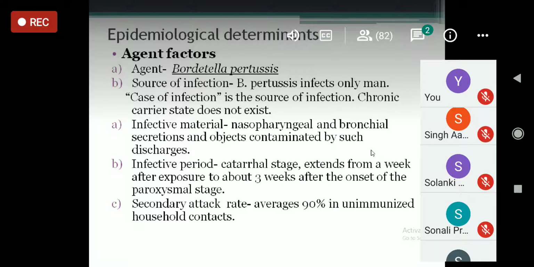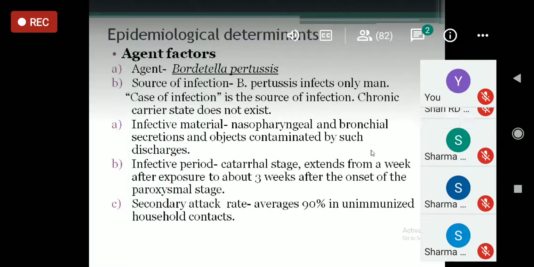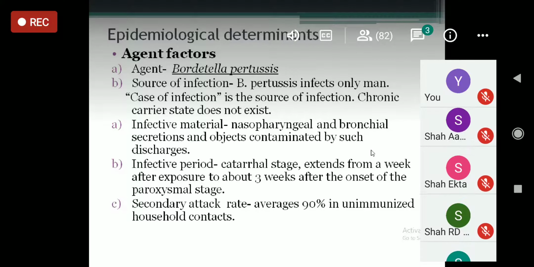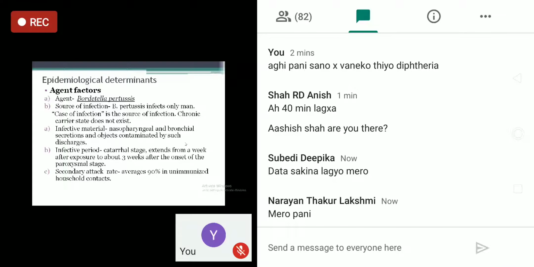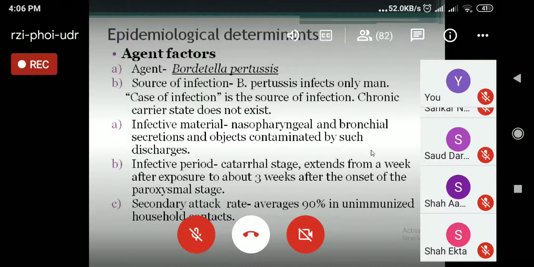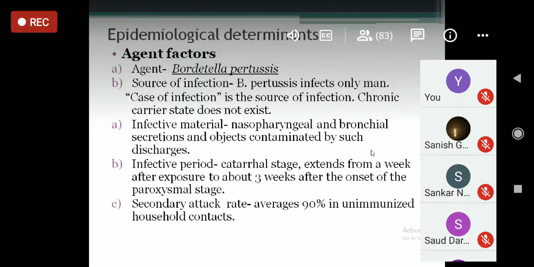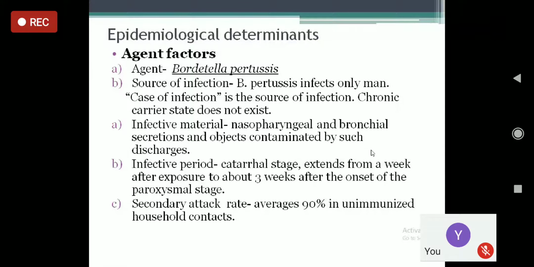Epidemiological determinants, as in factors. The Coccobacilli, Bordetella pertussis, are responsible for pertussis. The source of infection is man. A case of infection is the source of infection, so the person who is actively infected is a source of infection. In pertussis there is no carrier state. Persons who develop signs and symptoms are capable of transmitting the infection. There is no chronic carrier state in this. The infective material here is also similar to diphtheria: nasopharyngeal and bronchial secretions and objects contaminated by such discharges.